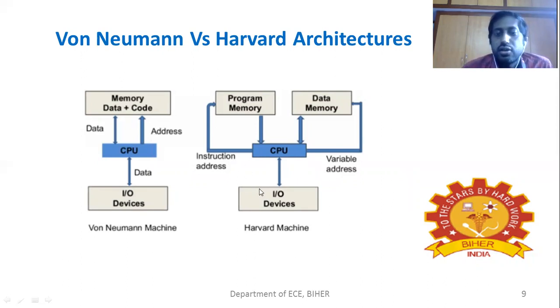On the right hand side is the Harvard machine, named after Harvard University. It has a separate memory for program as well as data. You can see it, program memory is there and data memory is there. It is a separated memory. So in the program memory, we are writing our application software. The data memory can be accessed through this data memory.